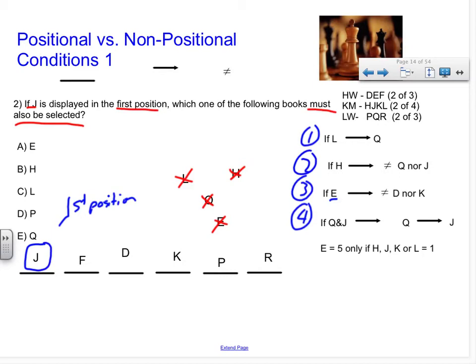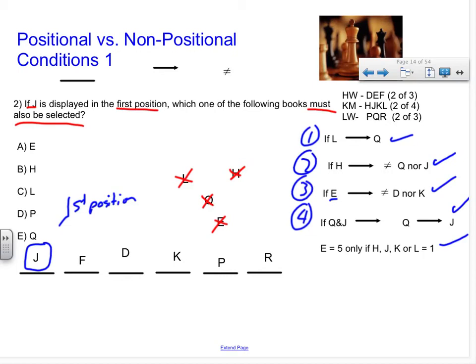So if L, then Q. There's no L, so we're good there. If H, then can't equal Q nor J. There's no H, so we're good there. If E, then can't equal D nor K. There's no E, so we're good there. And there's not Q and J, so we're good there. And there's no E.